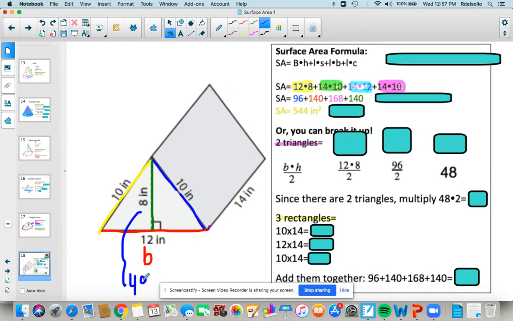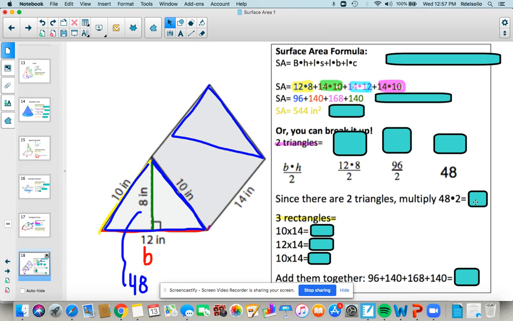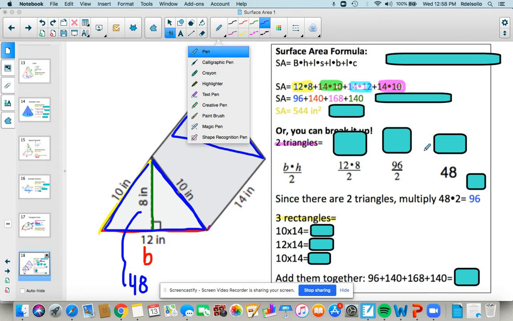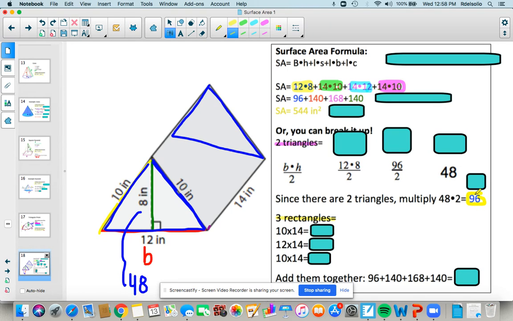Now we need to be careful because there are two triangles. There's one in the front here, which is one of the triangles in blue, and then there's one in the back. You can't see it, but there's one in the back here. Since the area of one of the triangles is 48, and there are two triangles, we need to multiply 48 times 2, which is 96. We need that number, so we have 96.